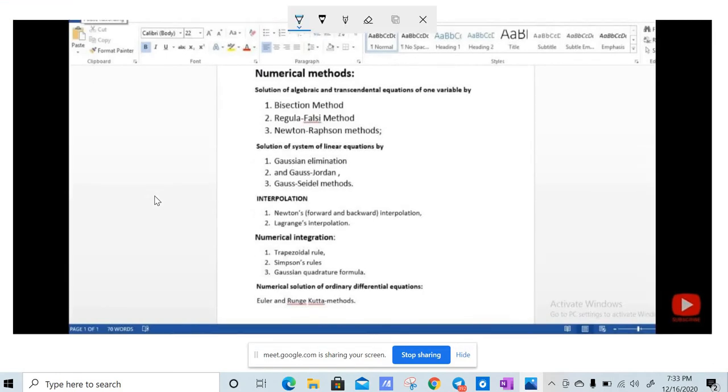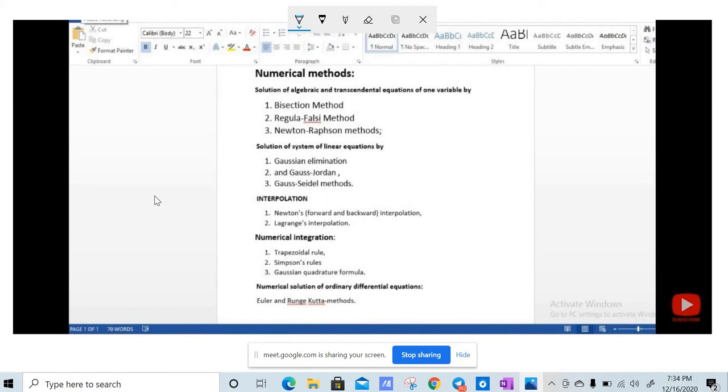Yes, so in this video we will be covering Euler's method, the numerical solution of ODE. Yesterday we covered the Runge-Kutta method. Now we will cover Euler's methods. There are two methods: one is Euler's method and another is modified Euler's method. We are going to cover both in this video.